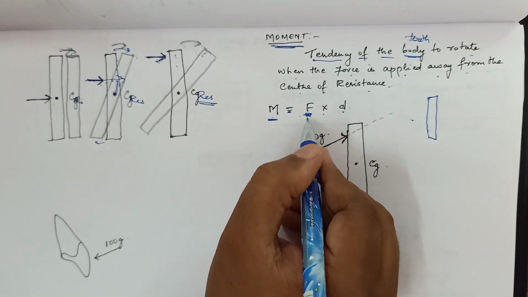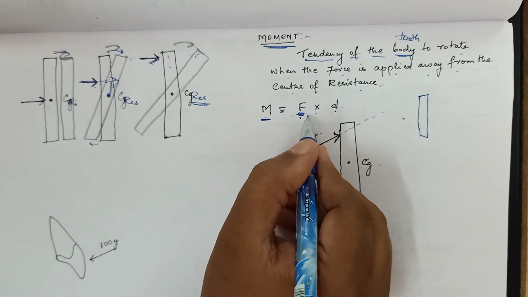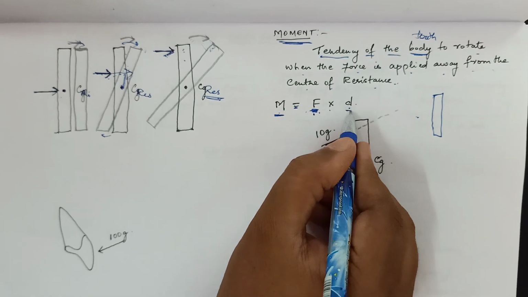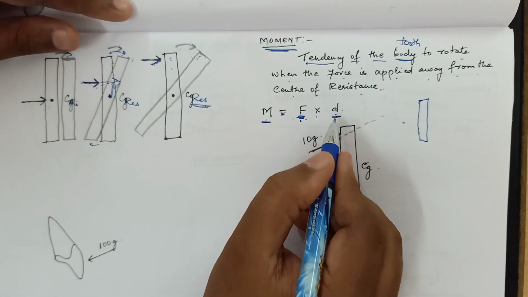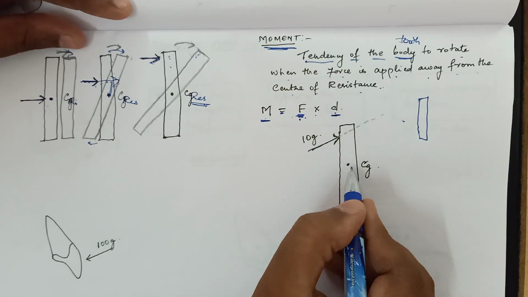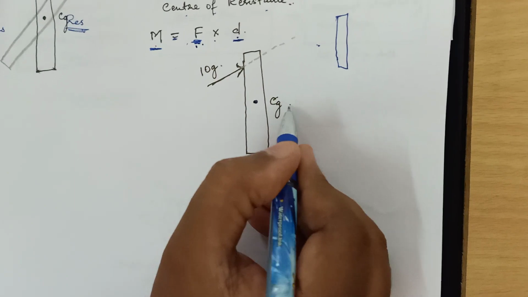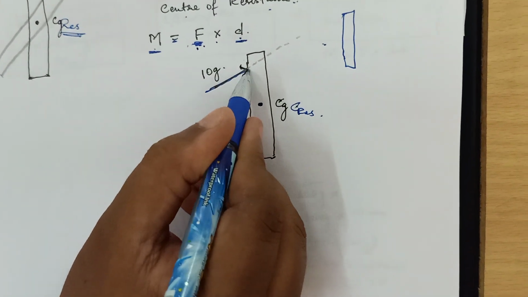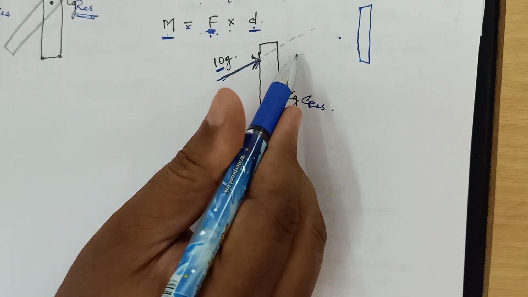Force means the more force you apply, the more will be the rotation. That is, as the magnitude of force increases, the moment increases, and the distance is nothing but how far away it is from the center of resistance. Just for example, I am using a physics example. If this is the center of gravity or the center of resistance in the tooth, and you are applying a force like this, see the force is 10 grams and it is in the right direction.